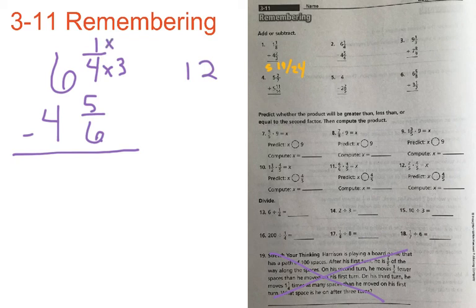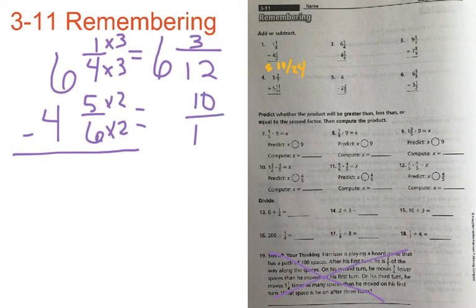And I'm going to also multiply the top by 3, which makes that 1 times 3 is equal to 3. And I'm going to bring over my whole number, which is 6. To get 6 to equal 12, we have to multiply top and bottom by 2. And 5 times 2 is equal to 10. 6 times 2 is equal to 12. Bring over my whole number, and then I can complete my subtraction problem.